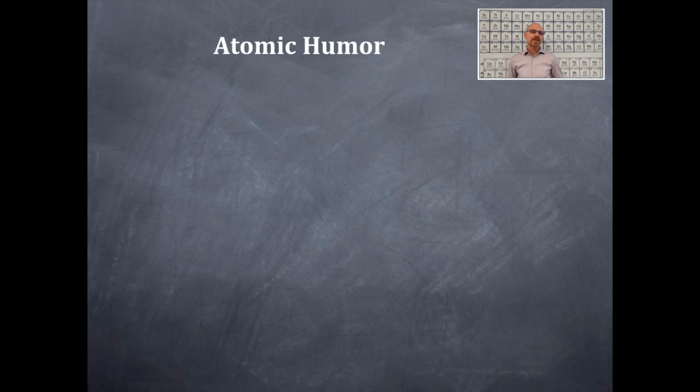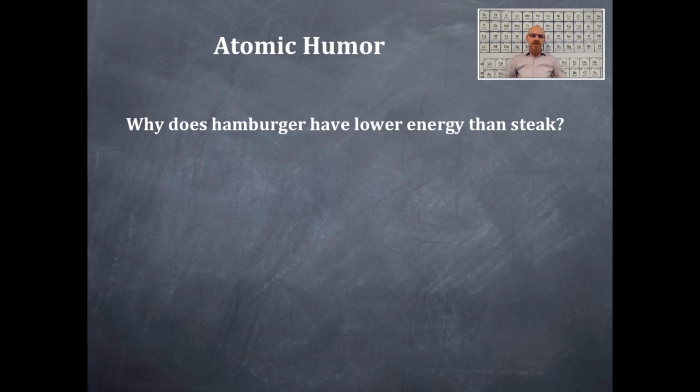Okay, so here's atomic humor to tidy this up just a little bit. You always got to wait to the end of the video because you might get a little bit of humor out of it. Why does hamburger have lower energy than steak? Well, because it's in the ground state, of course.